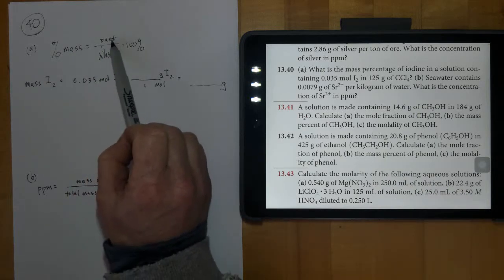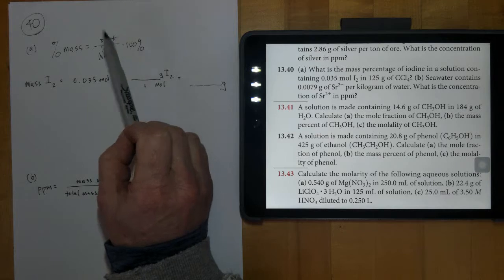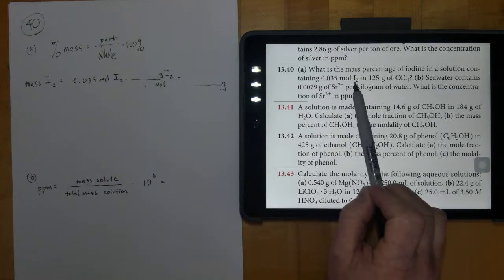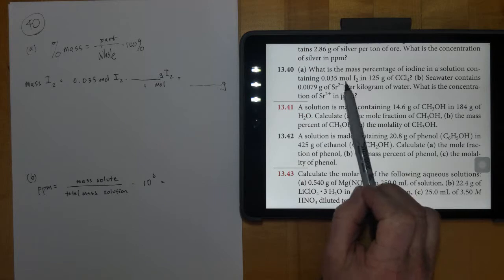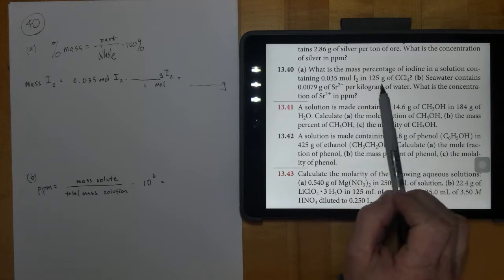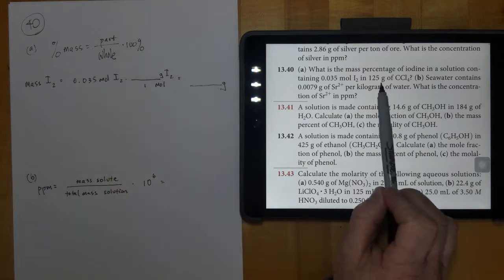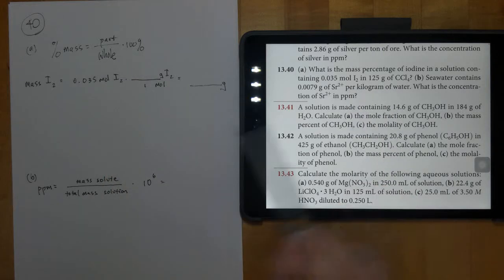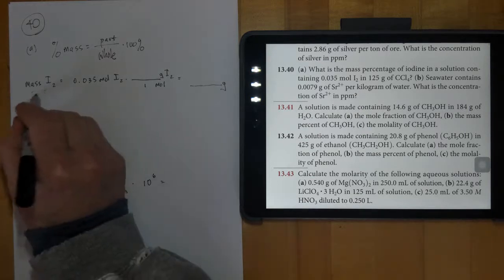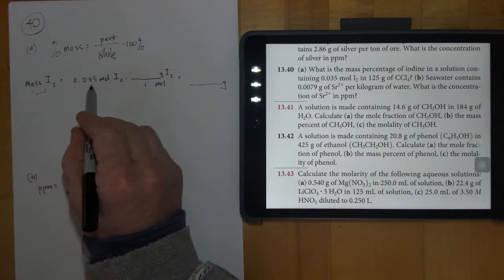By part, we mean the part mass that you're interested in, and so we're interested in I2 because it says it contains I2 in the CCl4, divided by the whole thing. So we're going to have to add the mass of CCl4 to the mass of I2. And so the first step is to find the mass of I2. So the mass of I2 is going to be converting from moles to grams.